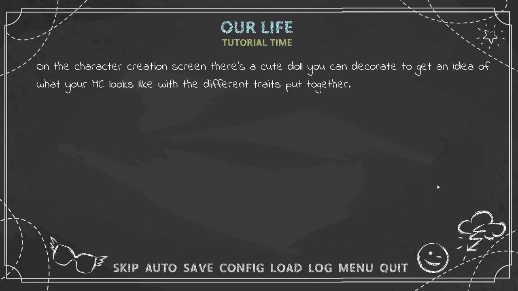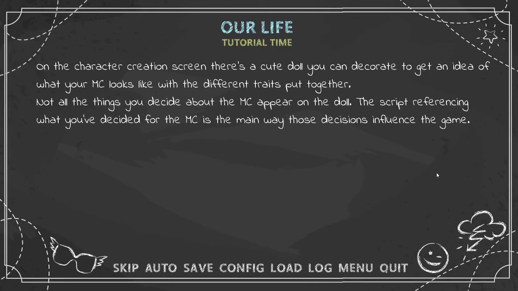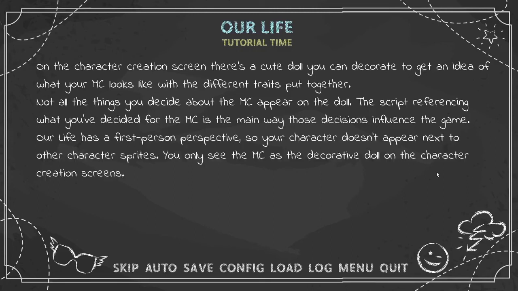On the character creation sheet, there's a cute doll you can decorate to get an idea of what your MC looks like with different traits you put together. Not all the things you decide about the MC appear on the doll. The script referencing what you've decided for the MC is the main way those decisions influence the game. Our Life has a first-person perspective, so your character doesn't appear next to other character sprites. You only see the MC as the decorative doll on the character creation sheets.